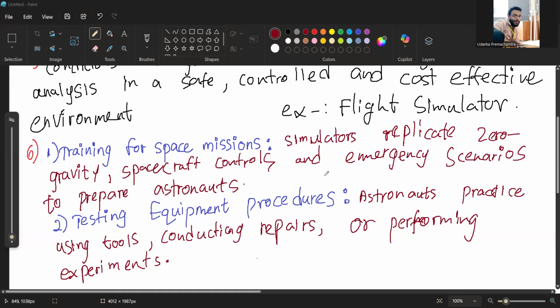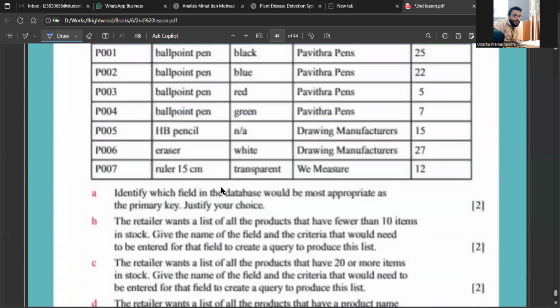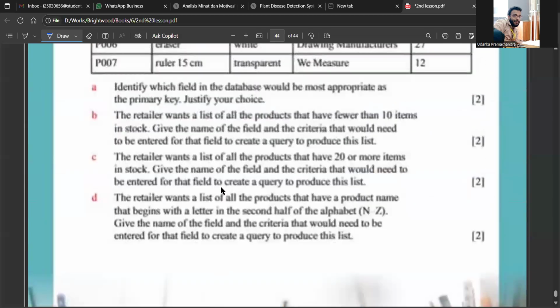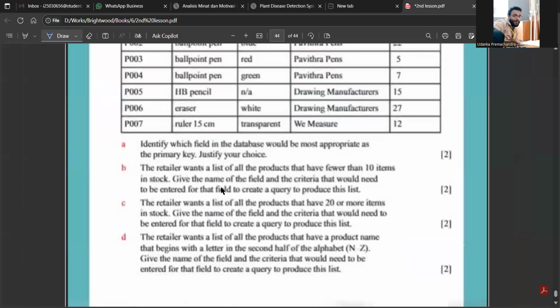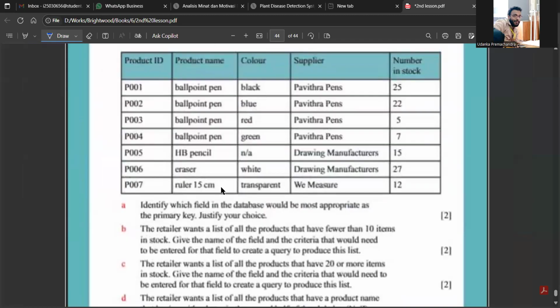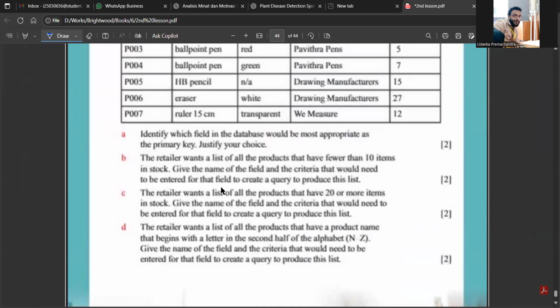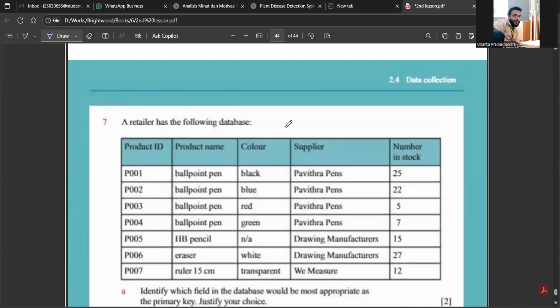And this is a sample answer for the questions. Okay, you can write like that. Clear? They also have some questions, question 7. You can do this question later. I think some of you already did. We will discuss this question on the next day.